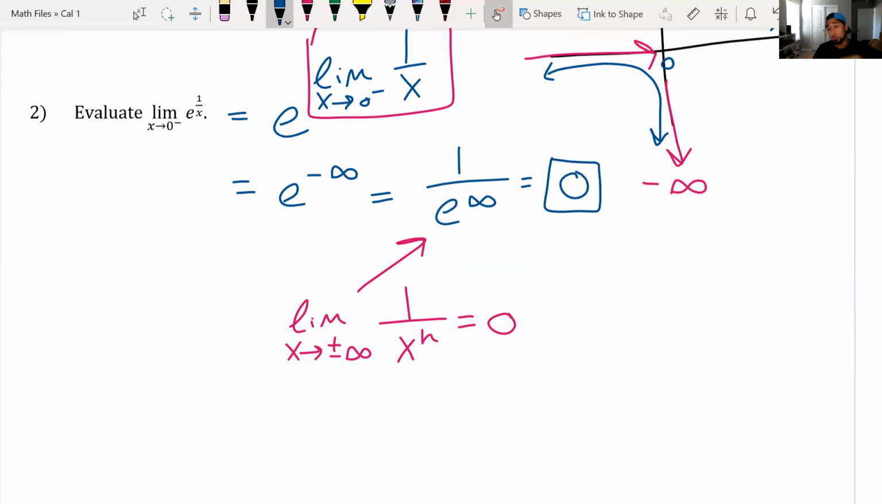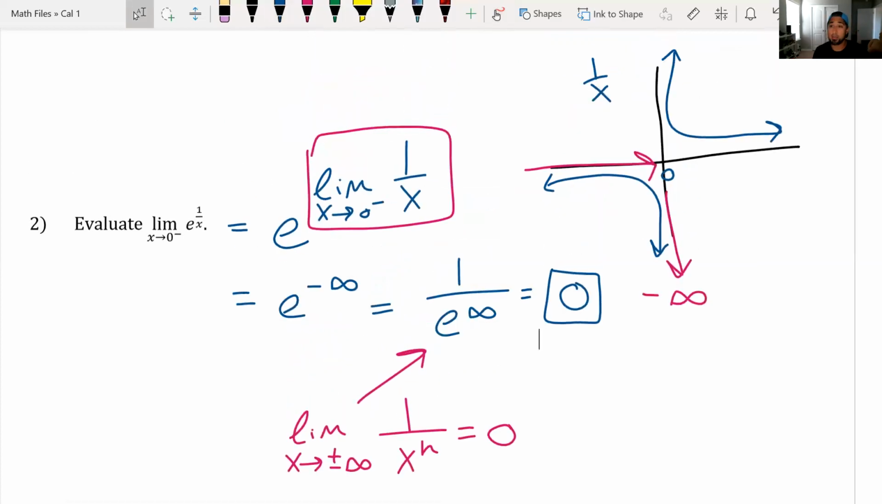And if you don't believe me, you can check it on a calculator. You'll see your values getting closer and closer to 0. Okay. So in these type of limits, the graph is a lifesaver. Just think of the graph and apply the limit to that. And then evaluate the rest of the limit.